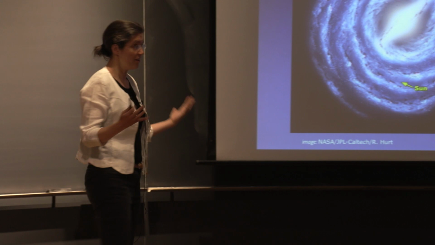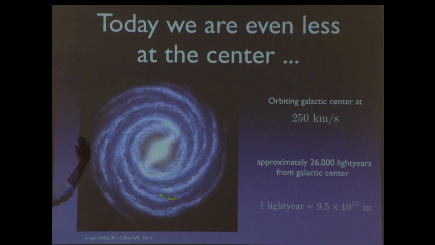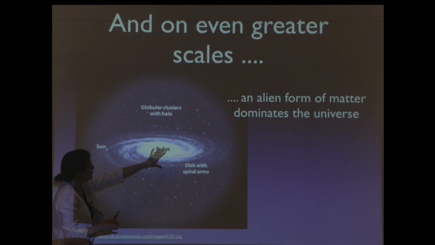And even this, what we see in light, is not the total story. So now take this, we're looking down on the disk of our galaxy, and now imagine rotating it on the side. So here is the sun, and now we're looking at the disk of the galaxy. We're whipping around the center of this galaxy at about 250 kilometers per second. And actually, what we can see in stars is just a very small part of the story.